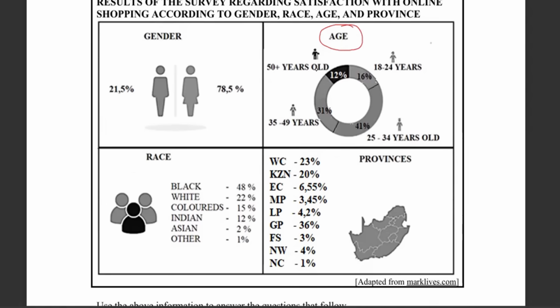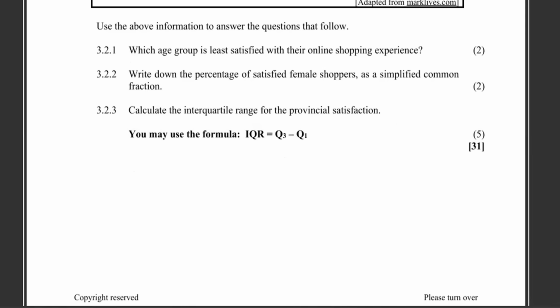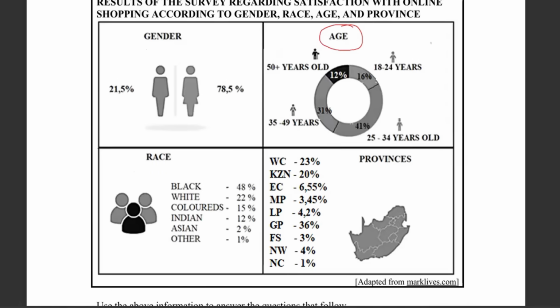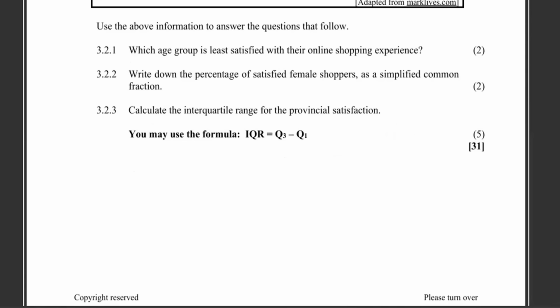So which one is the same? Least, meaning least. It's between... least, so the smallest. So it's 50 years and above. 50 plus age group.